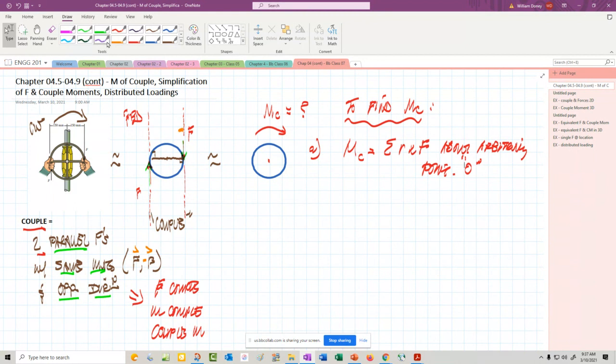That could be the origin. So let's put some numbers on here just so we can solve this problem as we go. Let's have that distance of 1 meter. Let's make this 10 newtons.